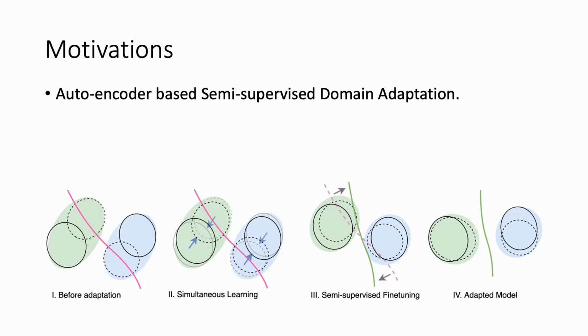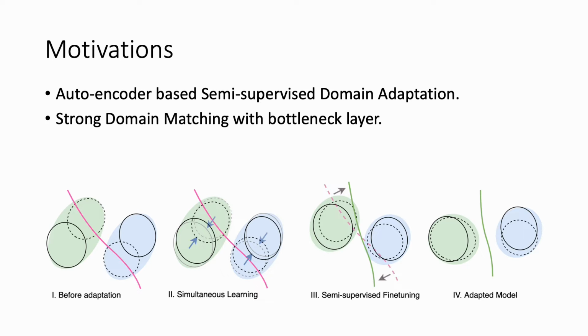First, our motivation is the auto-encoder: how we can use an auto-encoder for semi-supervised domain adaptation, where the labels of the source domain are available, but most of the labels in the target domain are not available. And how we can achieve strong domain matching in the domain adaptation scenario in the bottleneck layer of the autoencoders of the source and target domain.